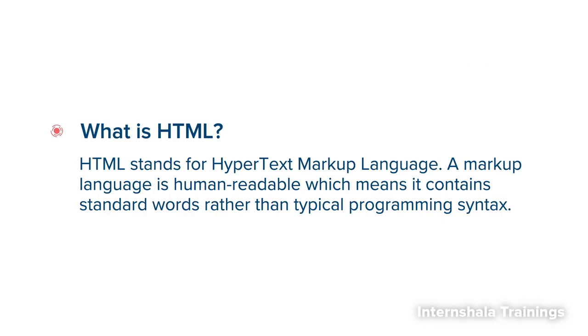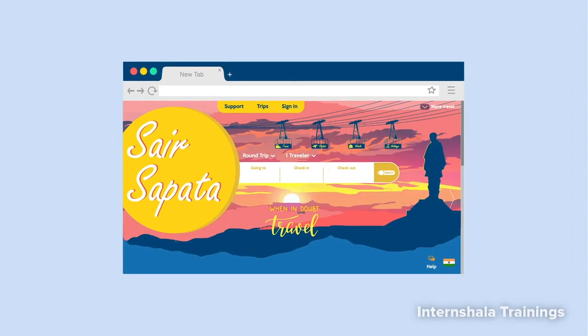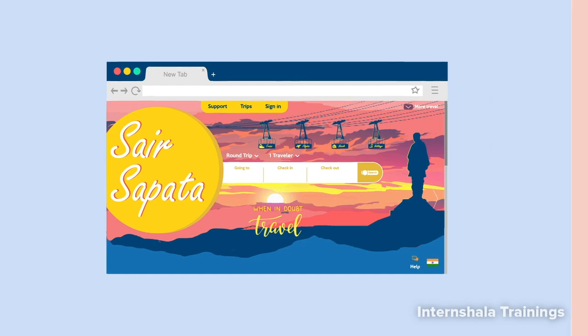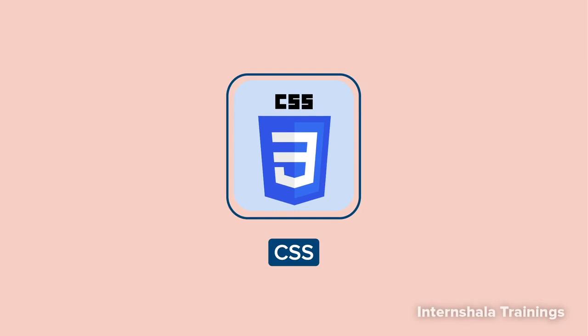HTML stands for Hypertext Markup Language. A markup language is human readable, which means it contains standard words rather than typical programming syntax. HTML is used to create web pages. The text content which we want to display on a web page is all written with the help of HTML. And for styling, that is the look and feel part, which includes the colors, the sizes, the spacings, it is done using CSS, which we will cover in the next module.